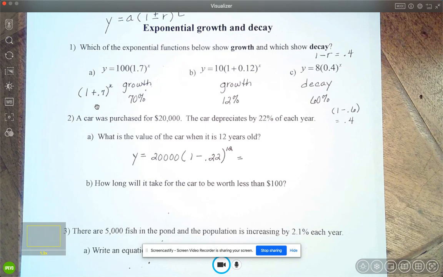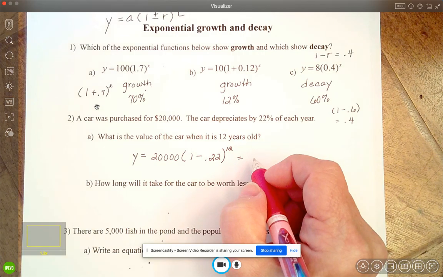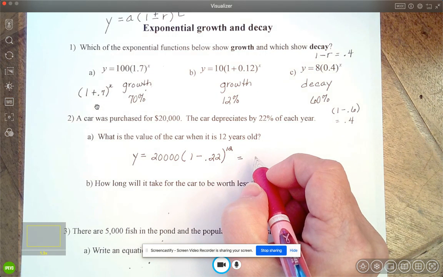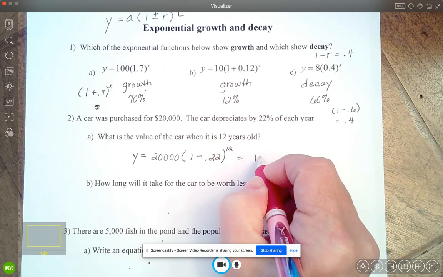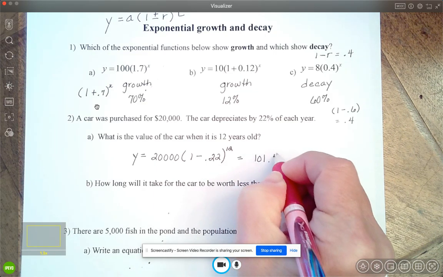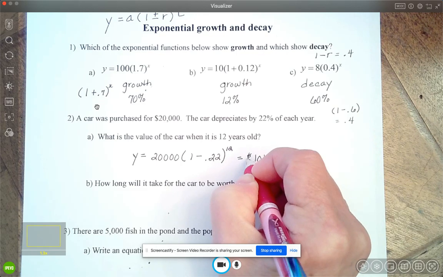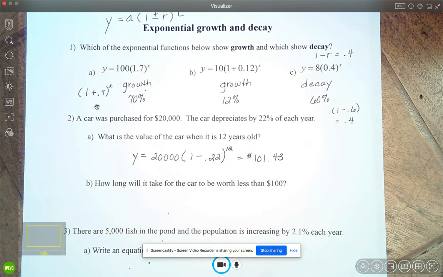So now you can put this into your Desmos. I do have my Desmos and I have my calculator here. You can put it into whichever one you want. You can put it in just like it's written. Remember to use your caret key for that exponent. And when I have, wow, 12 years old, it's going to be worth $101.43. Okay. How long will it take for the car to be less than $100? Just over 12 years. All right.